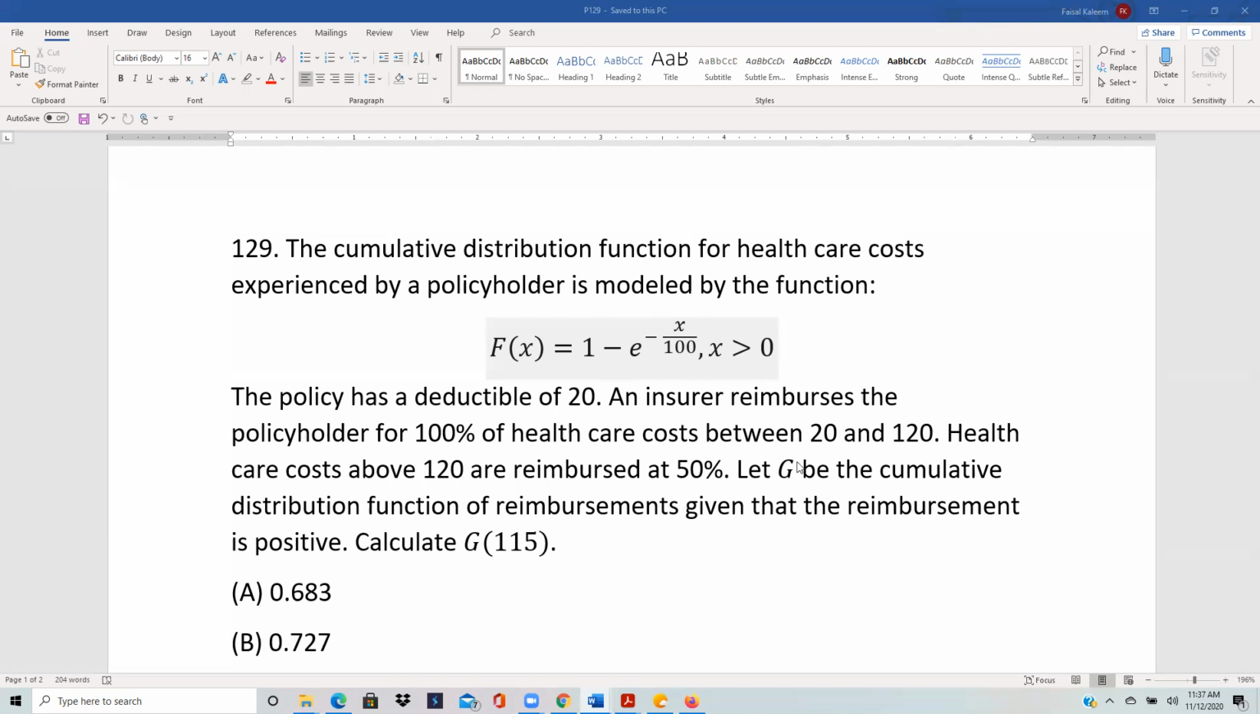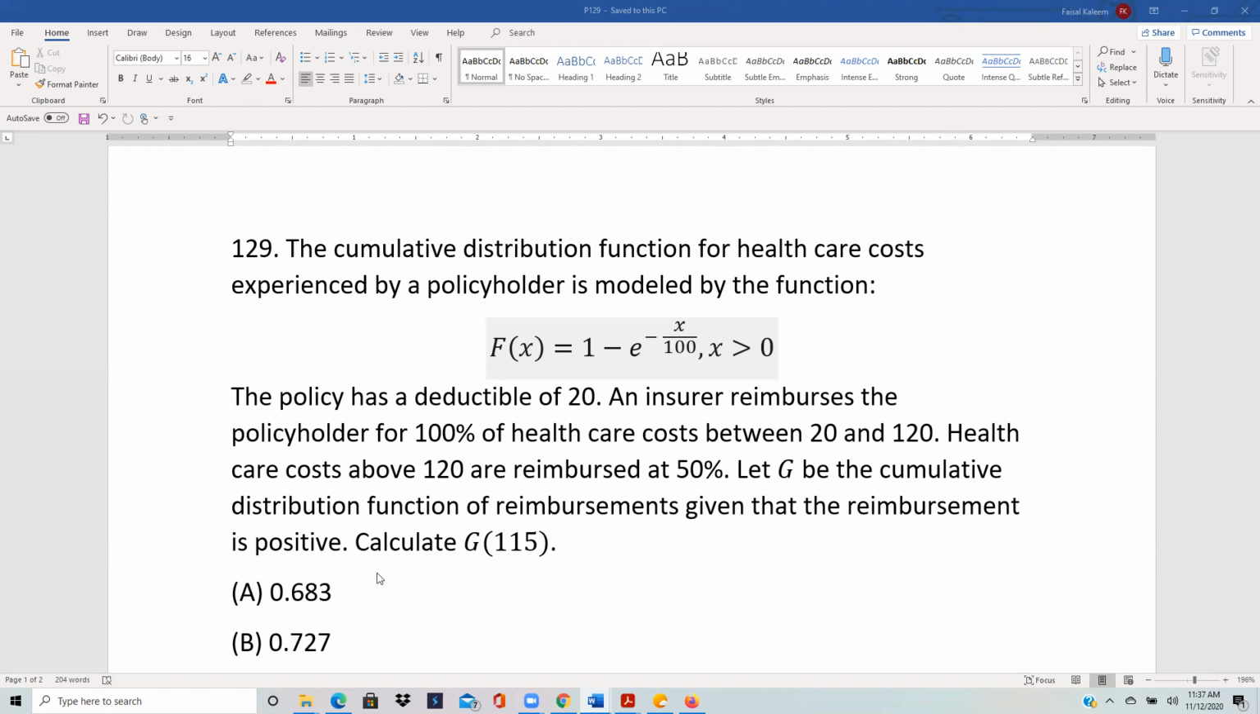For example, if the cost is 130, then up to 120, you get the reimbursement minus the deductible. So you will get 100. And then for the extra 10 between the 120 and the 130, you'll get only 50% back. So instead of getting the full $10 back, you'll get only 5 of those dollars. So the reimbursement would be 105 if the cost was 130. That's just an example to illustrate.